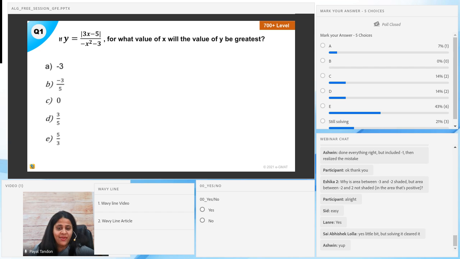Okay. So again, whenever we get scared, what is it that we do? We take a step back and we translate information, right? So when we take a step back here, what do we see here? Y is equal to modulus of a number divided by some number here. Now, what do we know about modulus of a number? What do we know about modulus of a number?